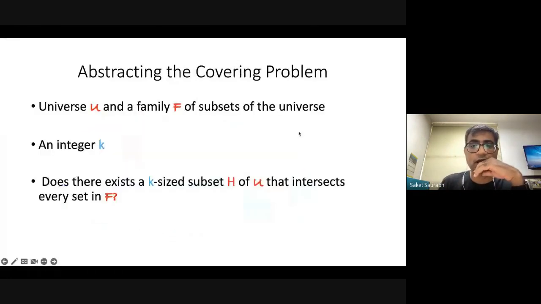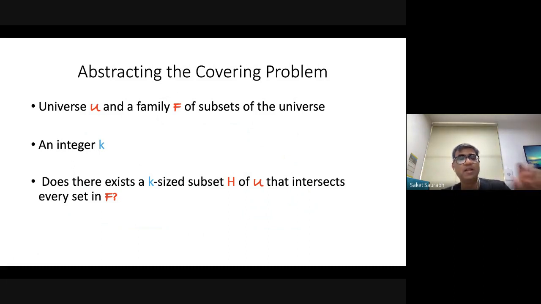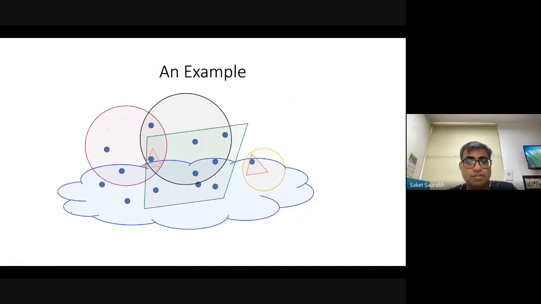Okay. So this is what it is. You have a universe U, a family F of subsets of the universe, an integer K, and you are asking: is there a K-size subset H of U that intersects every set in F? This is why it is called a covering problem. If we forget team formation, then what is happening? We have a universe U, for example, a team of people. And what is the family F of subsets? These are the sets of people which are classified or grouped together with the tasks that they can perform together. And an integer K, and you want to find a representative set that hits every set in F. So this is what happened in the example.